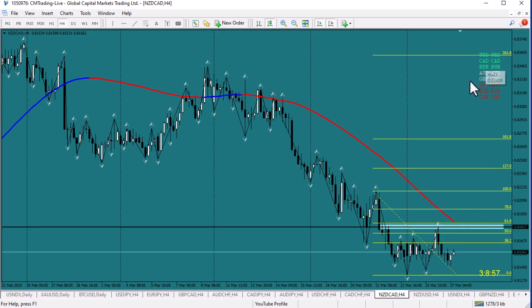This is very nice. So this is one of those ideas that I can get into a short in the New Zealand, which is automatically a long on the CAD. And my favorite trade idea for today is a potential short on the New Zealand US.